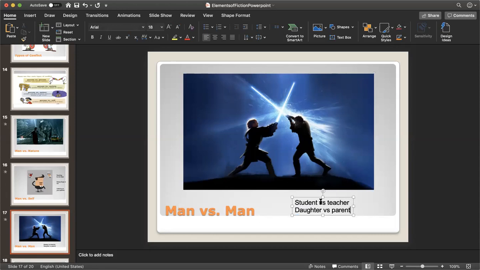These two examples are examples of man versus man, where if you're the protagonist and another person is the obstacle, that's a perfect example of man versus man. Okay, I just had to throw in that Star Wars reference.